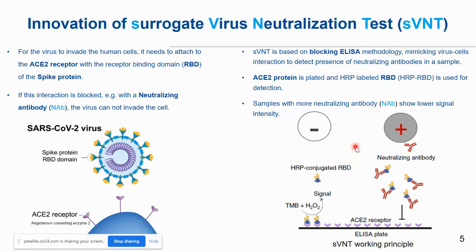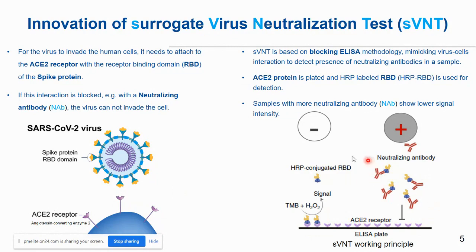Basically, this is a blocking ELISA methodology. By adopting the key principle of this viral-human interaction, RBD proteins and ACE2 proteins were expressed in vitro. You can see that the ACE2 receptor is coated on the ELISA plate, and the RBDs are conjugated to HRP to be able to induce a color change in the presence or the absence of any neutralizing antibodies.